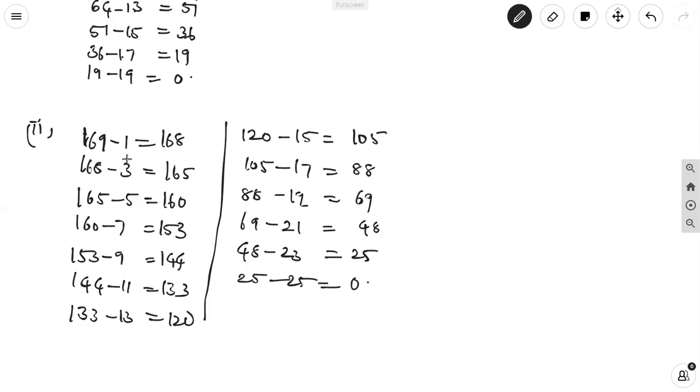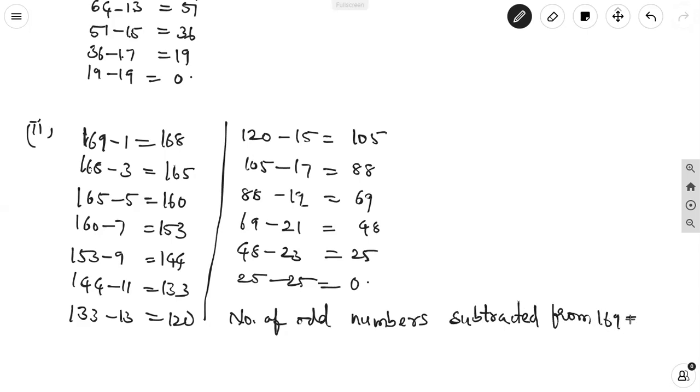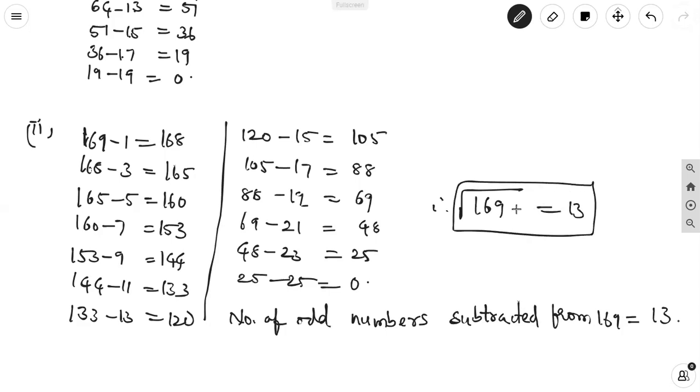How many odd numbers are there? Up to 19 is 10, then 11, 12, 13. So the number of odd numbers subtracted from 169 to make 0 is 13. Therefore, the square root of 169 equals 13 is the answer. This is the repeated subtraction method. Okay.